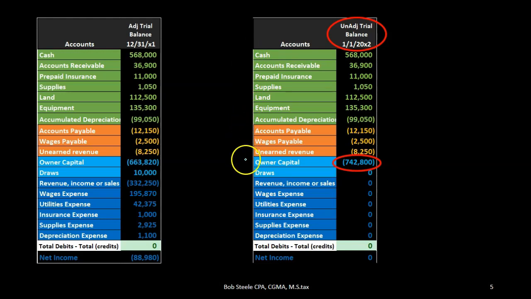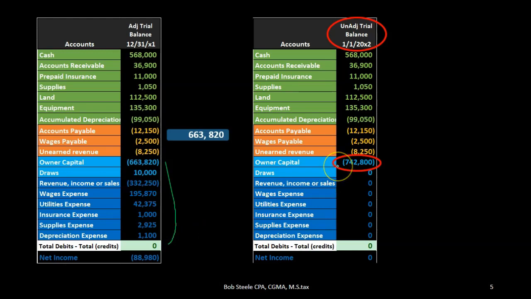And then the equity, the capital, is a lot larger here after we've closed it than it is over here. That's because, of course, we took all these numbers, we crunched them together, and we put them over here. We can calculate that two different ways.